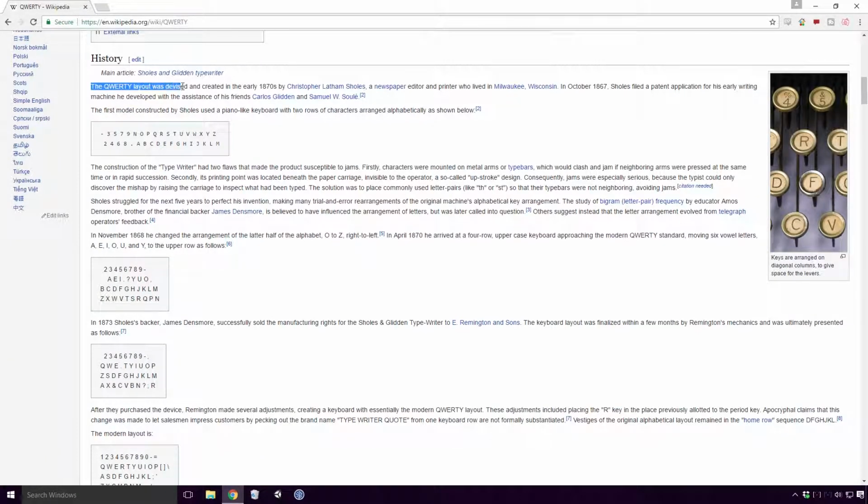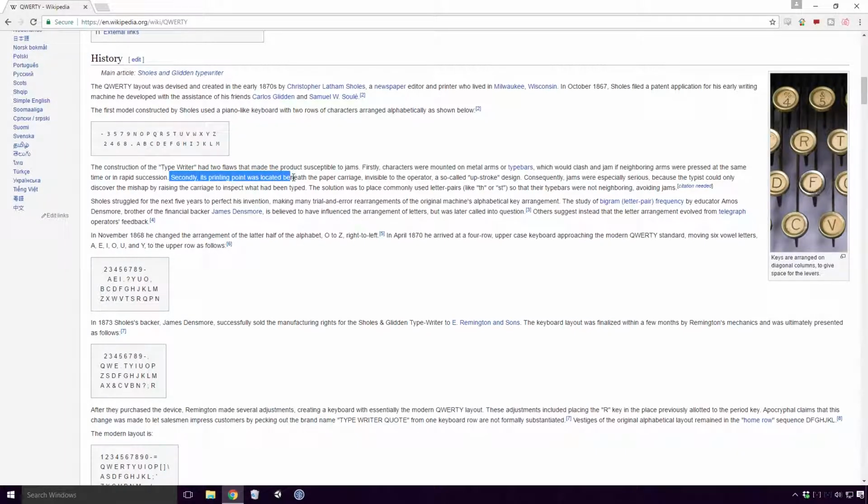The QWERTY layout was devised and created in the early 1870s by Christopher Latham Sholes, a newspaper editor and printer. He made the machine with the assistance of his friends Carlos Glidden and Samuel W. Soule. The construction of the typewriter had two flaws that made the product susceptible to jams. Firstly, characters were mounted on metal arms or type bars, which would clash and jam if neighbouring arms were pressed at the same time or in rapid succession.